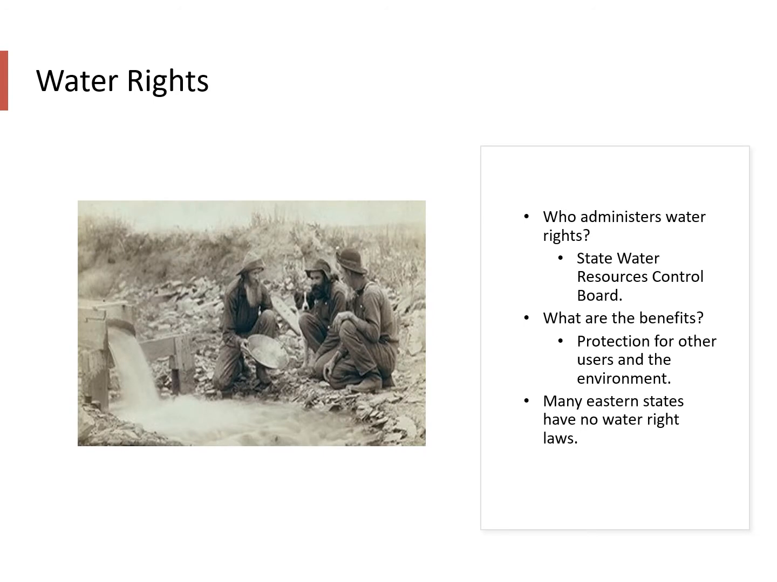The State Water Resources Control Board administers water rights for the state of California, and they do that through an extensive permitting process. The benefits are that there's protection for everyone, so other water rights users and the environment. Remember that those are co-equal goals. People and the environment are co-equal.